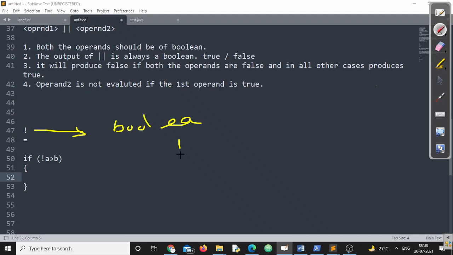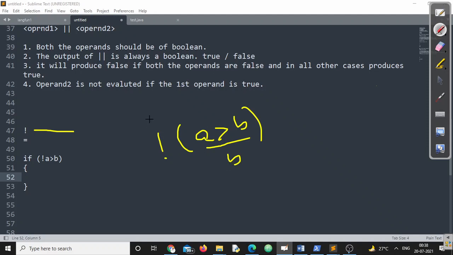If I am writing not A, what is the data type of A? If the data type of A is Boolean, then it's fine. Other than Boolean, 100% it will be an error. So what is the right way to operate this one? Whenever you are operating with a logical NOT operator, make sure you have enclosed the relation or the condition within brackets. Now you know the output of any relational operator is a Boolean value. Now happily it will say I am fine.